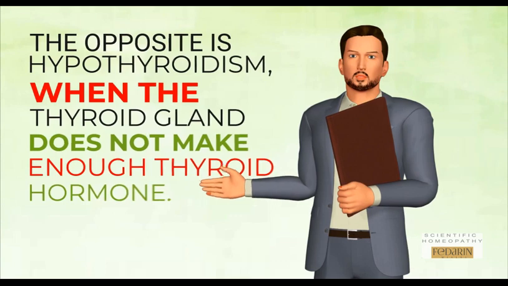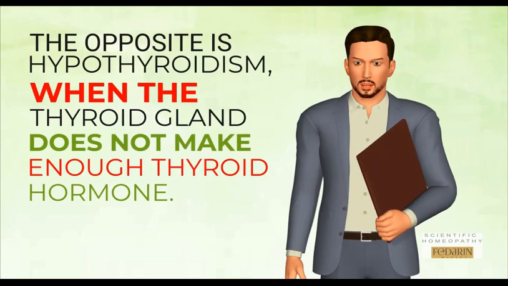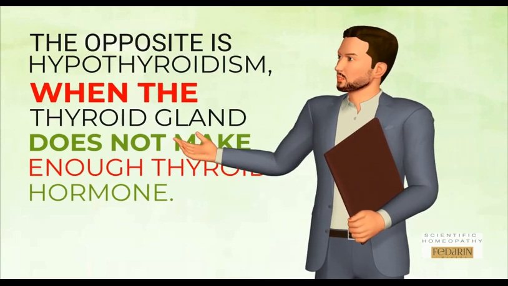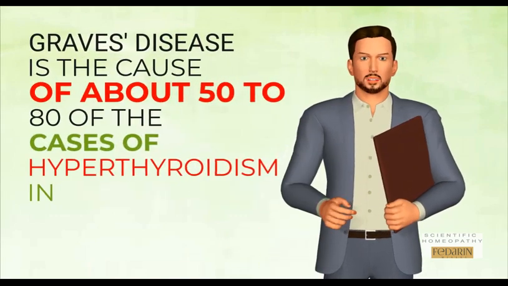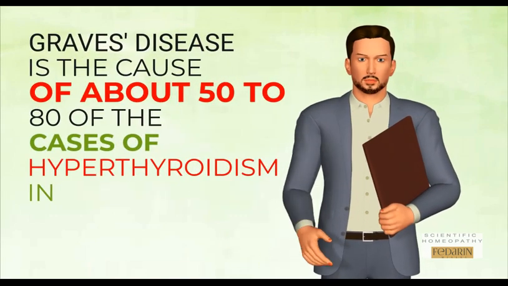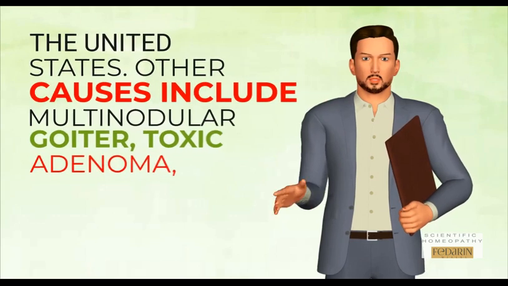The opposite is hypothyroidism, when the thyroid gland does not make enough thyroid hormone. Graves' disease is the cause of about 50 to 80% of the cases of hyperthyroidism in the United States.